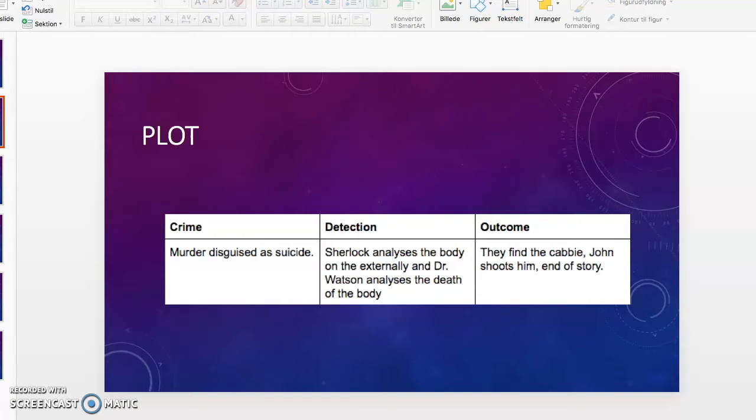Then we have the detection, and that's where Sherlock analyzes the body externally, and Dr. Watson analyzes the death of the body. After that, the outcome of that is that they find the cabbie, and John shoots him.